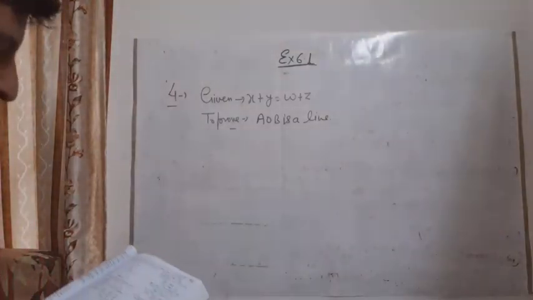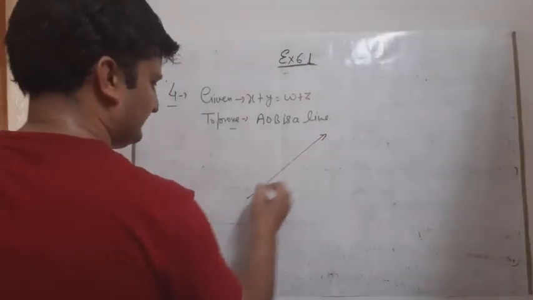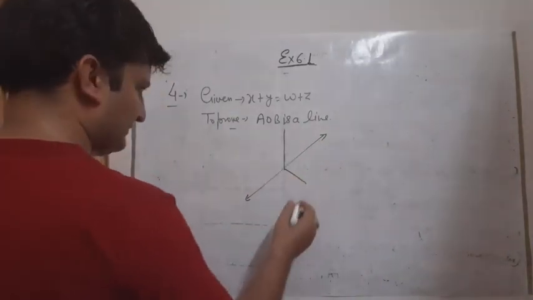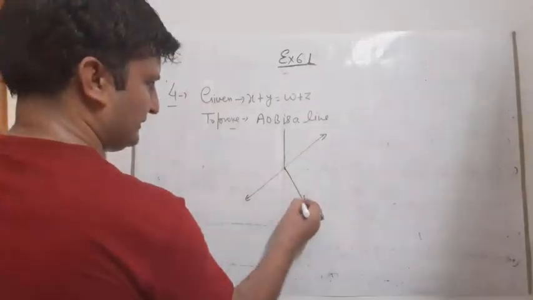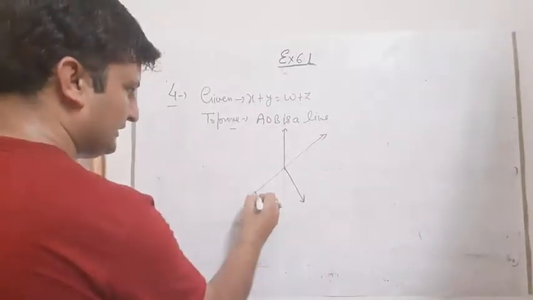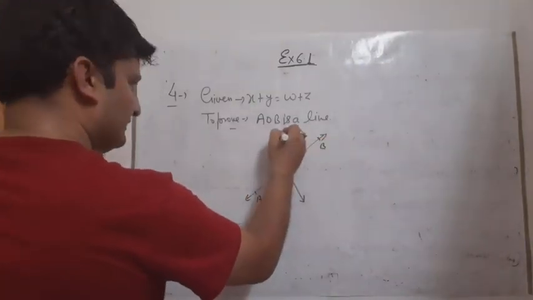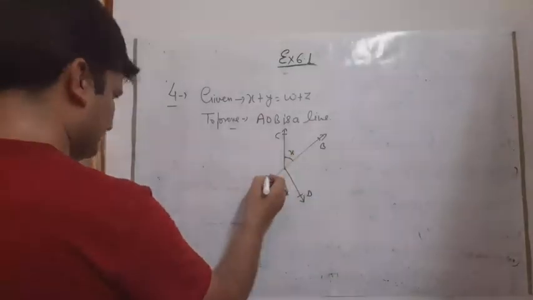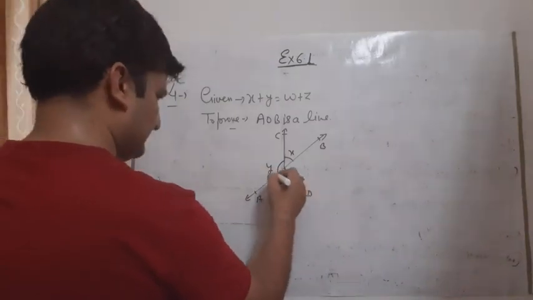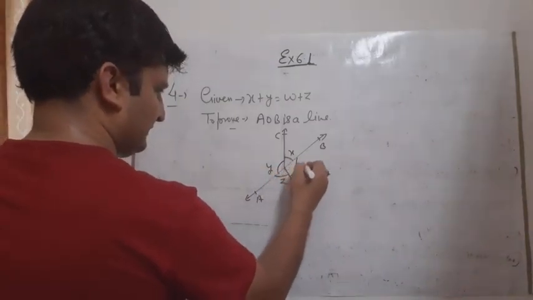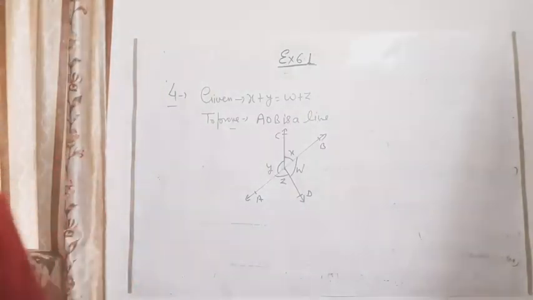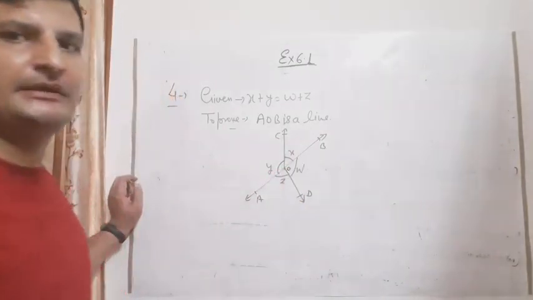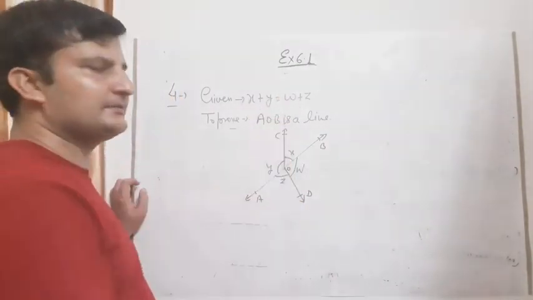Now again figure is given. Student, this point is A, this point is B, this point is C, this point is D. Now value, this is X, this is Y, this is Z, and this is W. Now students, we have to prove that AOB, ये जो पॉइंट O है, AOB क्या है? आपकी स्ट्रेट लाइन है और आपको गिवन क्या है? x plus y is equal to w plus z.